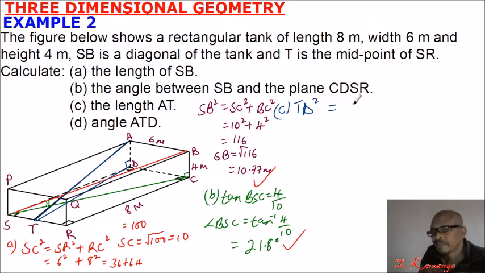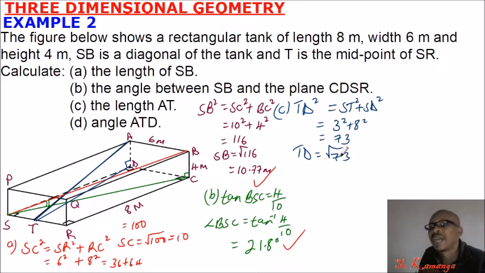We say ST squared plus SD squared. So this will get us TD. We get 3 squared plus 8 squared, which is equal to 73. So we say TD is equal to the square root of 73, and you can get that using your calculator. You will get 8.544. So that's how you get TD.